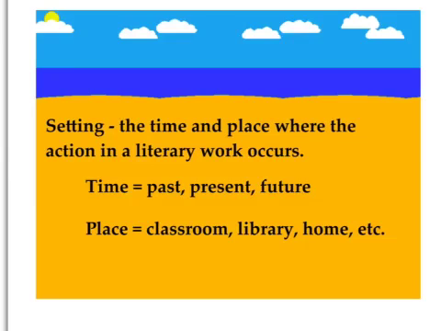So, setting is the time and place where the action in a literary work occurs. For example, the time could be past, present, future. You could be specific with years, 2000, 2010, 3000, the year 3065. Or a place: classroom, library, home, store, park, baseball game. So remember, the setting has to focus on the time and place where the action in a literary work occurs.